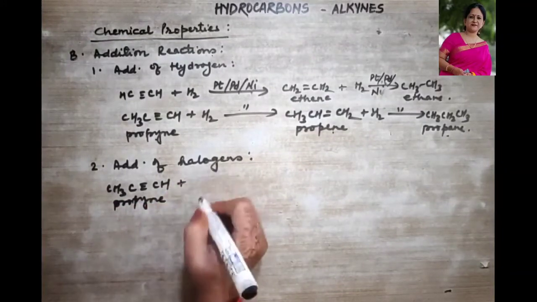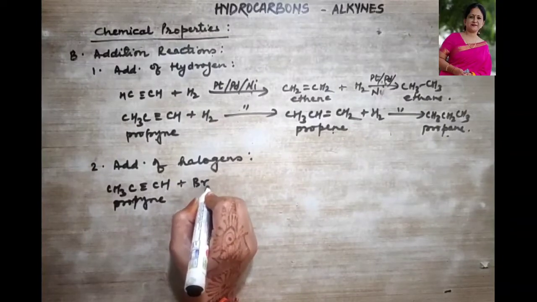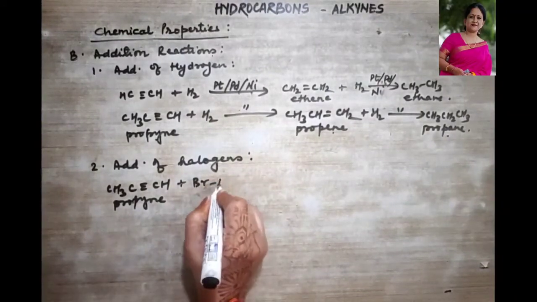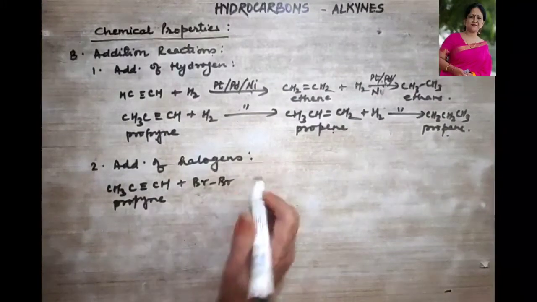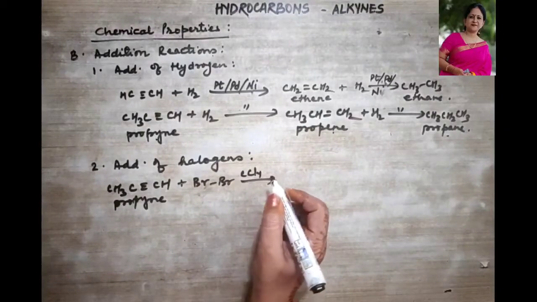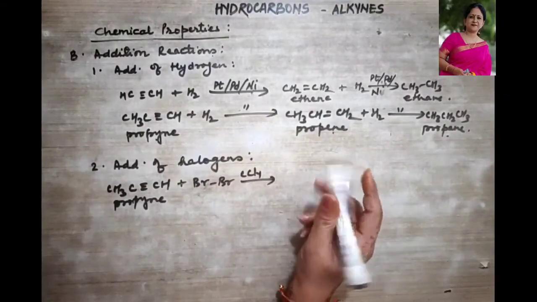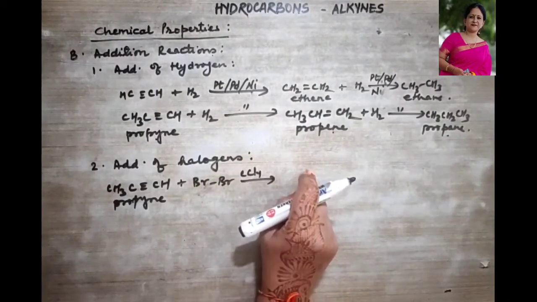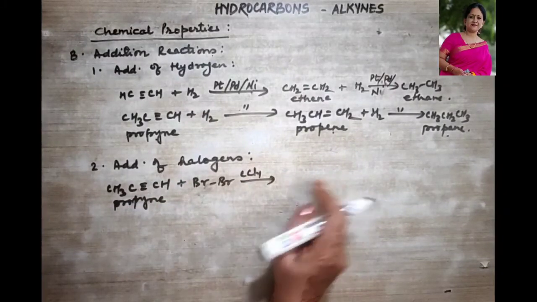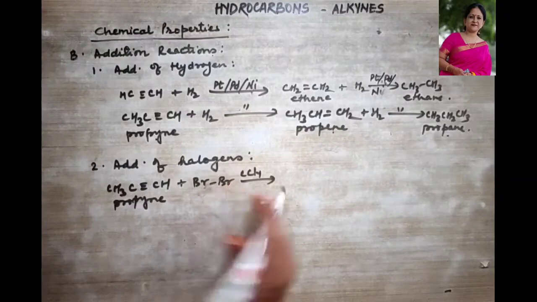Now we are going to add a halogen. Suppose I add Br2. So this Br2 can also be written as Br-Br. Clear? In the presence of carbon tetrachloride, what is it going to show? As I said, first an ene will be formed. That is, one double bond will be removed. An ene will be formed because 2 bromines have to be added.